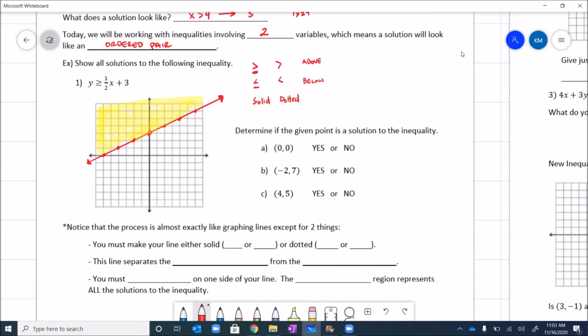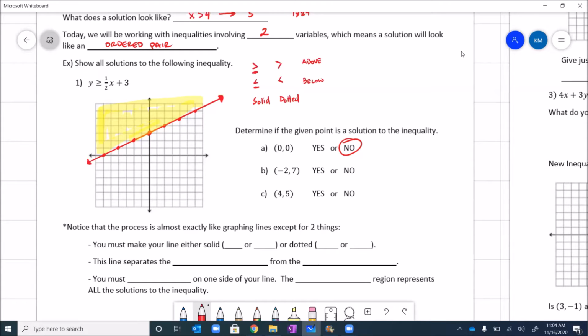Okay. Now it says determine if the given point is a solution to the inequality. A couple ways we can do this. We can plug it into the equation. 0 is greater than or equal to 0 plus 3. 0 is greater than 3? No. Okay, (0, 0). We could also place it on the graph. Where's (0, 0)? It's right here. Is it where the graph was shaded? No, it's not a solution.